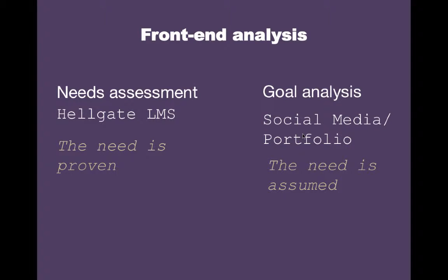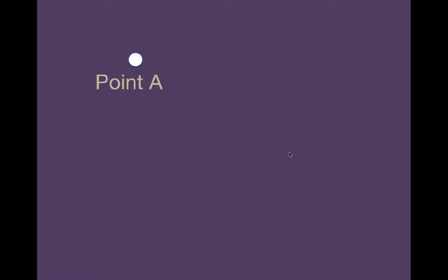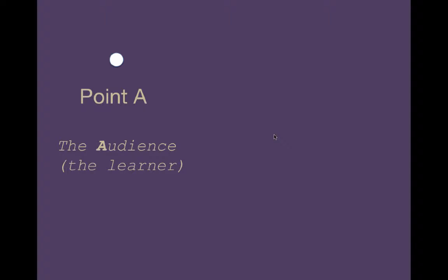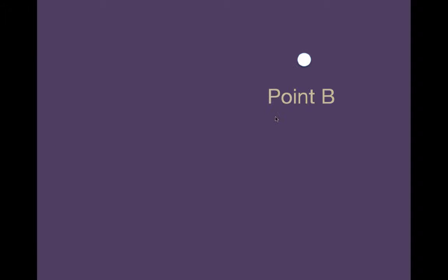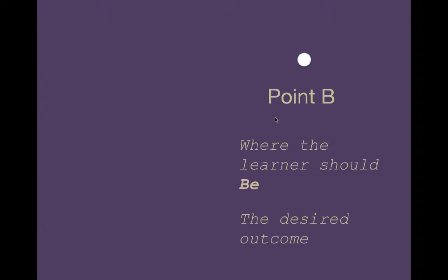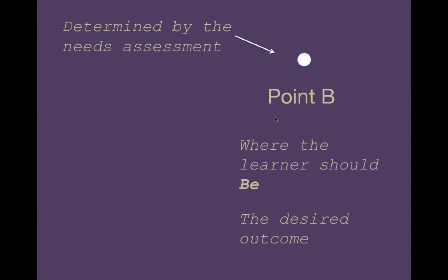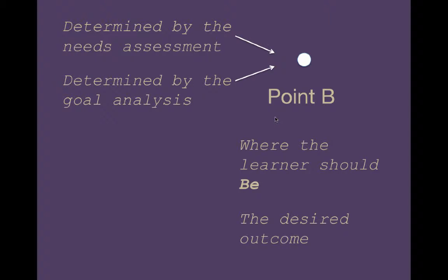I'll be using a point A to a point B framework throughout this semester. In all design tasks, a user, and in our case this is a learner, is on a path from point A to point B, and that path is facilitated by our design. Point A represents where the learner is at prior to any intervention. Point B is where the learner needs to be. It is the desired outcome, and it represents the results of the needs assessment and the goal analysis, or both.